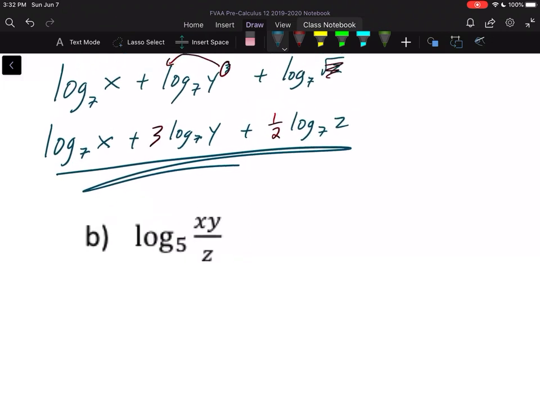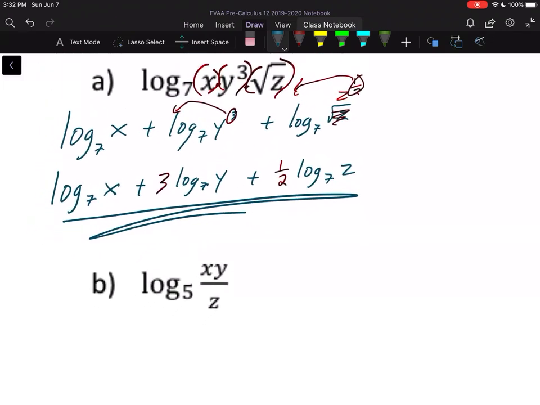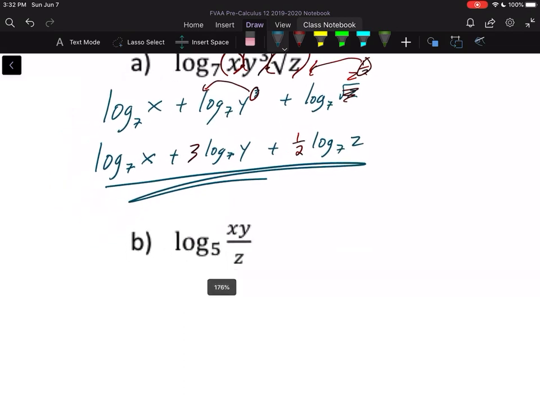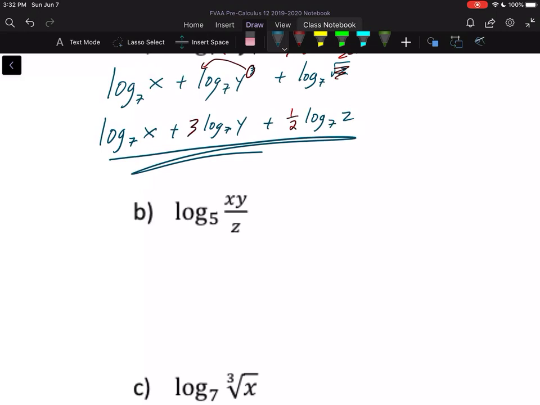All right, another example here using some of the other laws. This is going to use both the product law of logarithms and the quotient law of logarithms. And so here I have log base 5 x plus log base 5 y. Okay, and then because it's divided by z here, it'd be minus log base 5 z. And that would be it. It's as simple as that for that one.